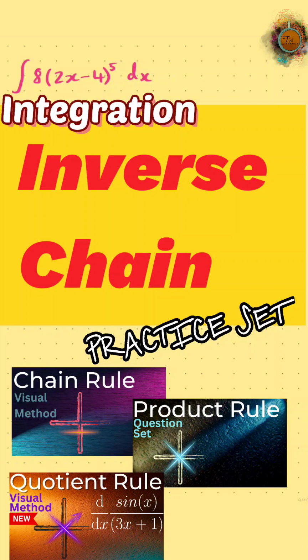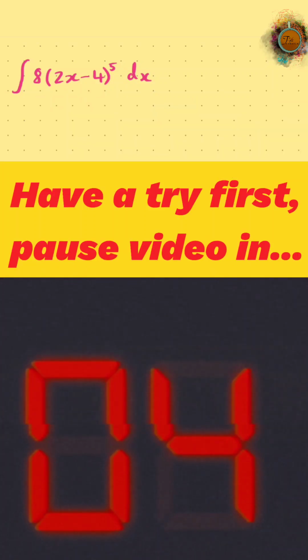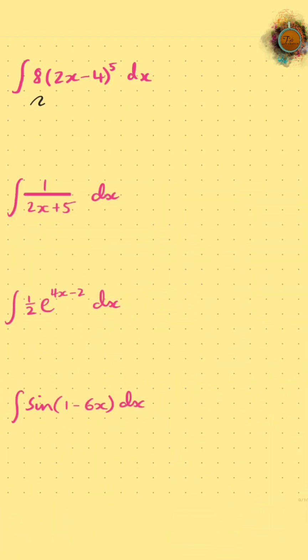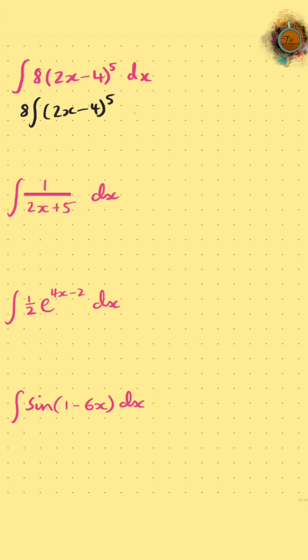This is a continuation of what we were looking at previously on the integration version of the chain rule, which some people call the inverse chain rule. First things first, when it comes to integrating, I always like to take out the integrating factor. So that means that if there is a factor that's a number, you could take it at the front and multiply it by the result at the end. So that's going to make our life more straightforward.